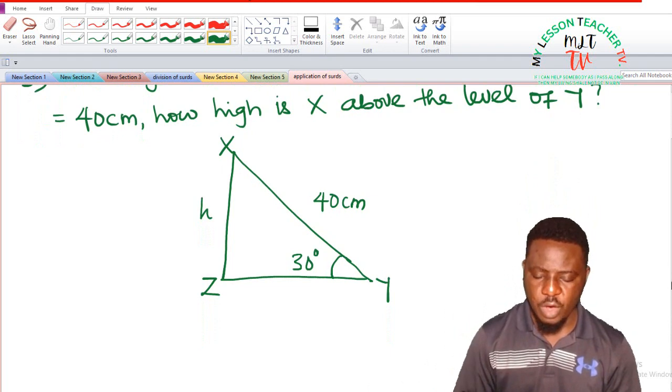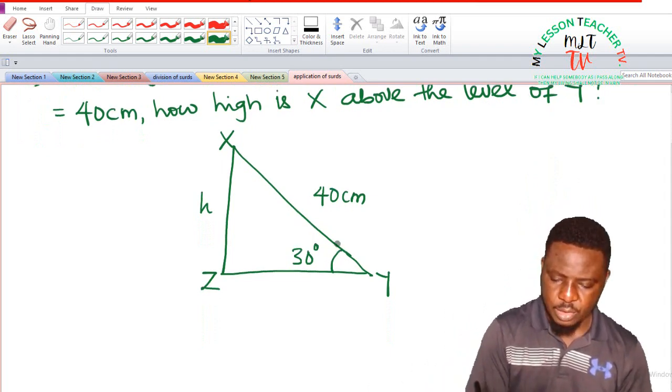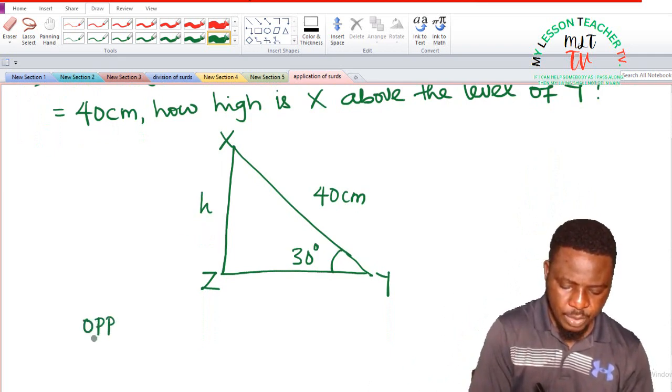So, in order for us to solve for h, we are going to apply the trig ratios by saying, to this angle 30, h is said to be the opposite side.